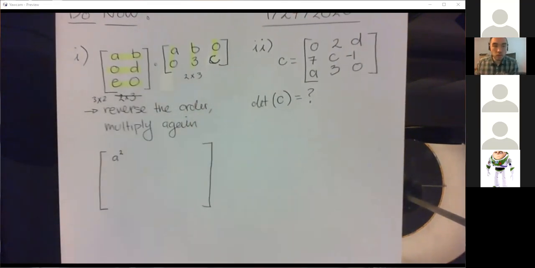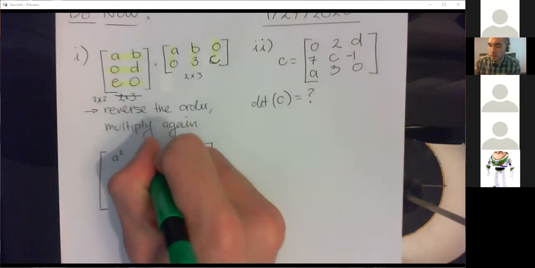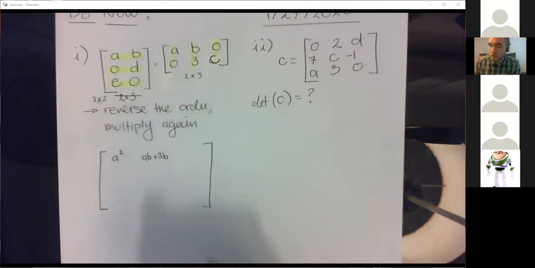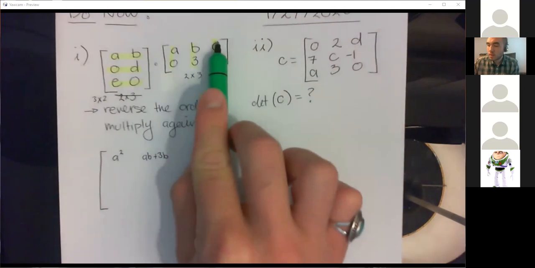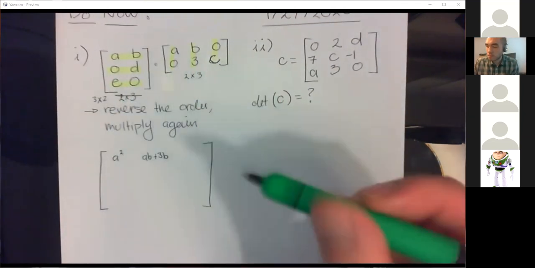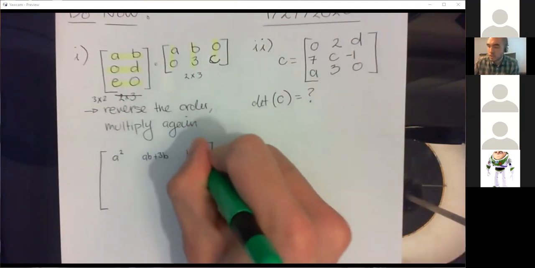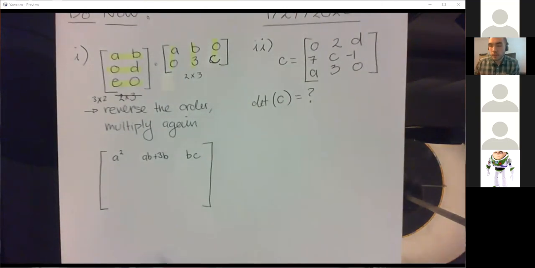And I'm going to go through and do the same thing for the rest of these entries. I'm going to try and keep it neat. So it'll be row by column for that next entry. So it's going to be AB plus 3B. If you would like to be fancy in that entry, you can factor out the B and get B times (A plus 3). And then in the final entry here, it's going to be A times 0 plus B times C, which is BC. And then we'll keep trucking right along.